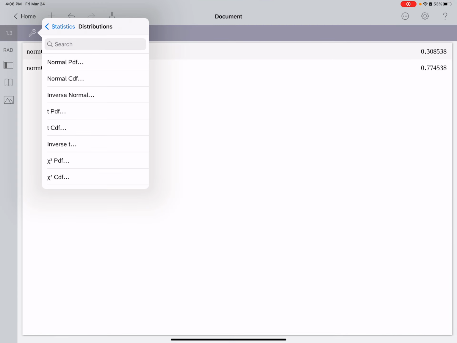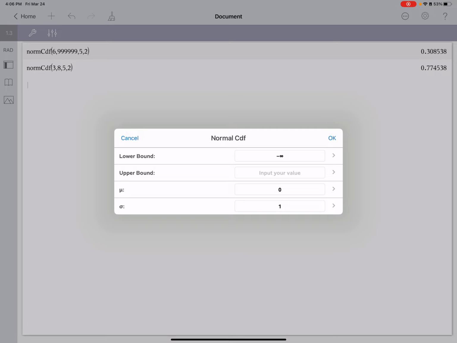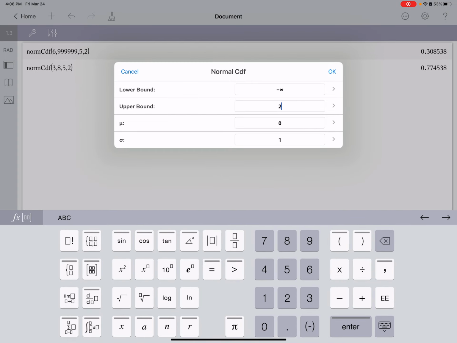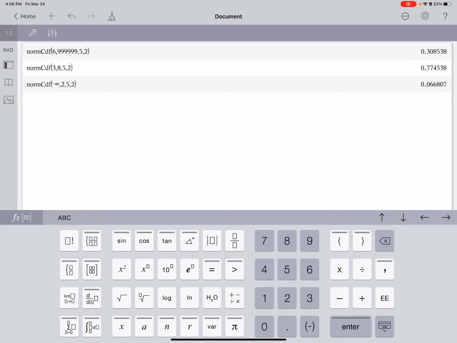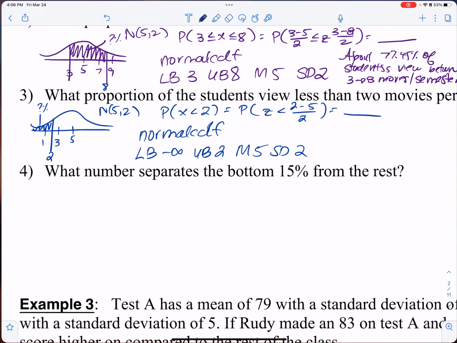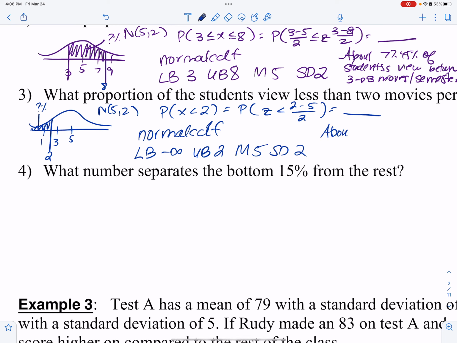Okay. Menu, Stats, Distribution, Normal CDF. So negative infinity to 2, 5 and 2. And I get about 6.68% less than 2 movies per semester. Okay.